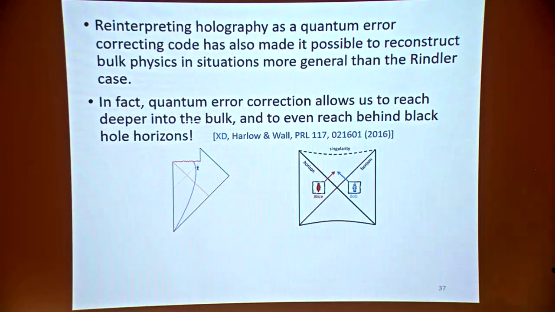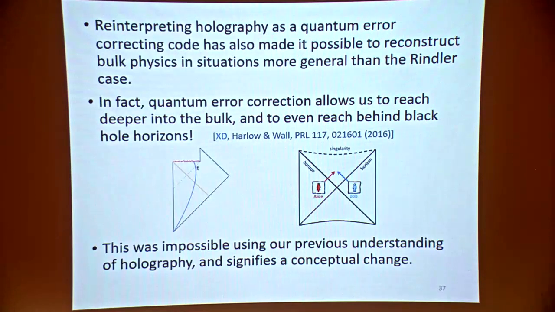So this comes back to one of our questions before. Can we somehow describe the experience of some infalling observer? To some extent, quantum error correction allows us to do that. I won't go into all those details, but I want to mention that this was impossible using our previous understanding of holography. So I think this signifies a conceptual change.